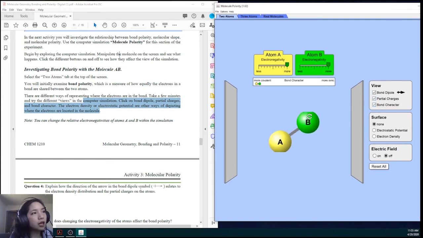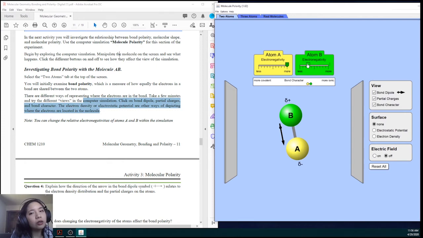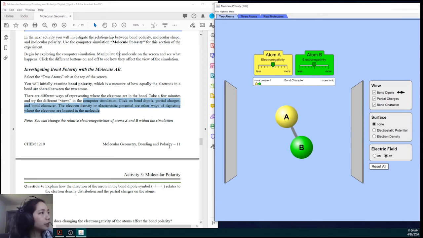We can look at bond character. This is non-polar. Since the electronegativities are the same, this is more of a covalent bond, versus if I start to increase the electronegativity difference, look how cool that is. Now it's saying that this molecule has more ionic character. That's pretty cool. But if I make them both the same, like I put them smack dab in the middle. Isn't that pretty cool?